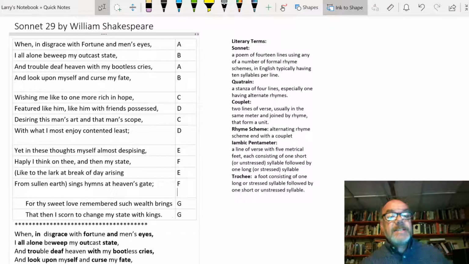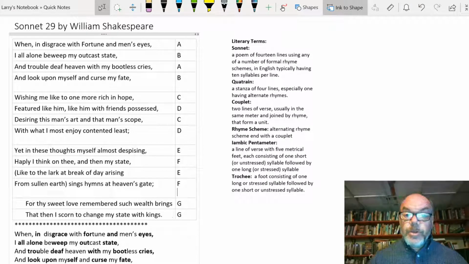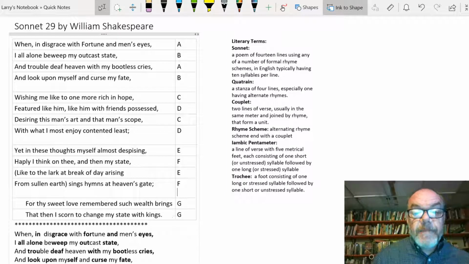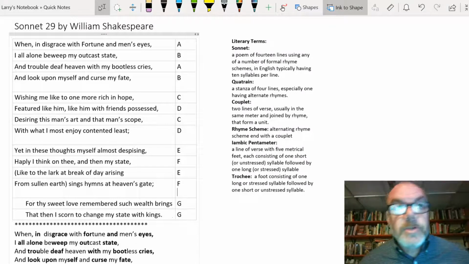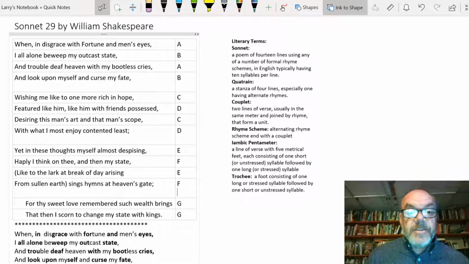So that's kind of like the breakdown. Three quatrains and a couplet with an alternating rhyme scheme. This is the standard English/Shakespearean sonnet. So those are some of the ideas there. I'll talk more about iambic pentameter and the trochee towards the end of the conversation.